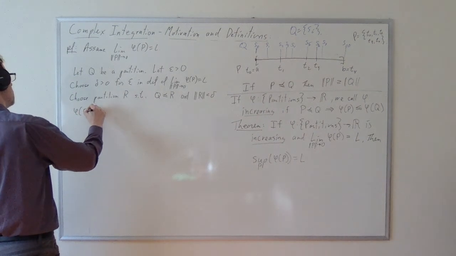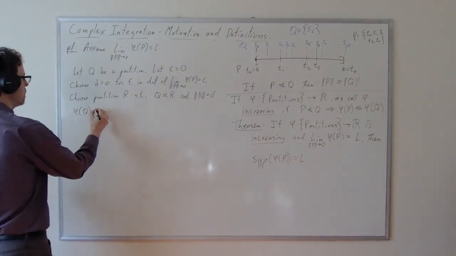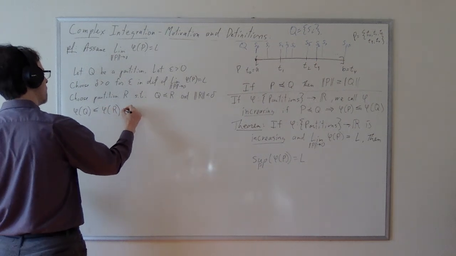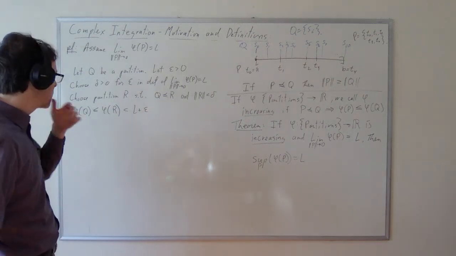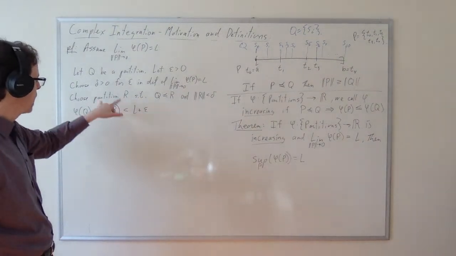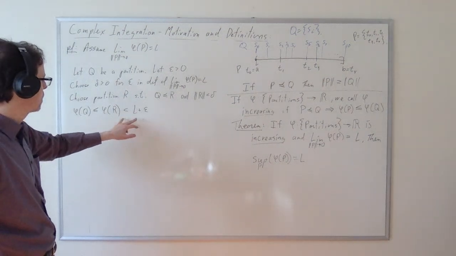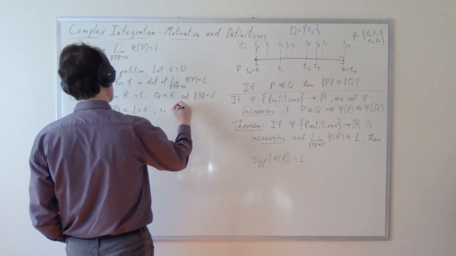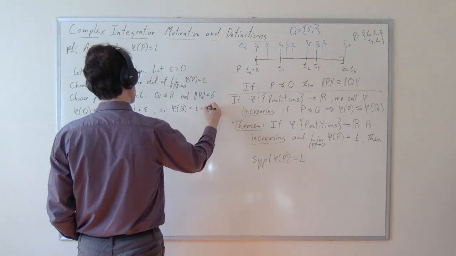So phi of Q is going to be, because Q is refined by R and phi is increasing, less than or equal to phi of R. But that is strictly less than L plus epsilon. Why? Because the absolute value of phi of R minus L is less than epsilon, so phi of R is within epsilon distance from L. And so that tells us that phi of Q is less than L plus epsilon.